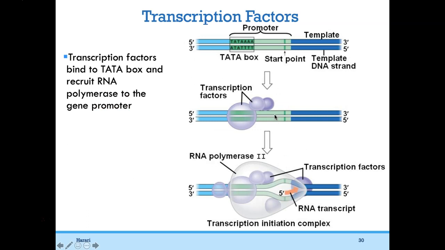Transcription factors first bind to the promoter, which is the beginning of every gene. And then once transcription factors bind, RNA polymerase can then start transcription at the promoter.